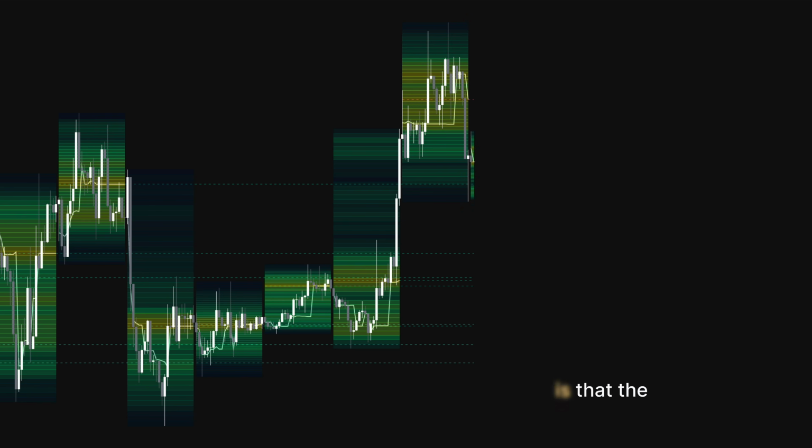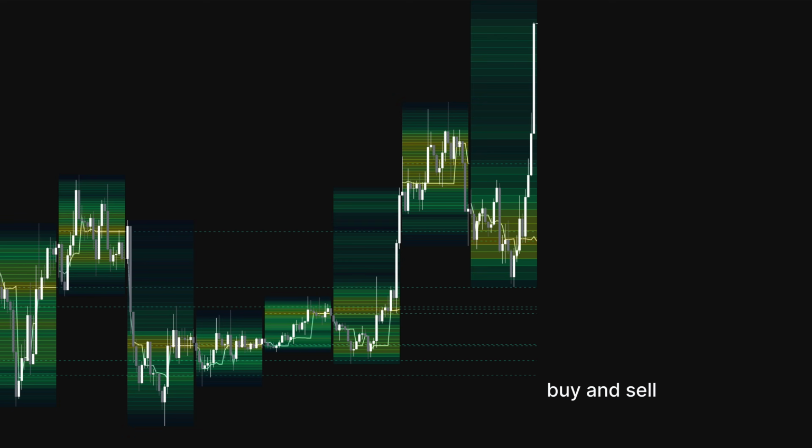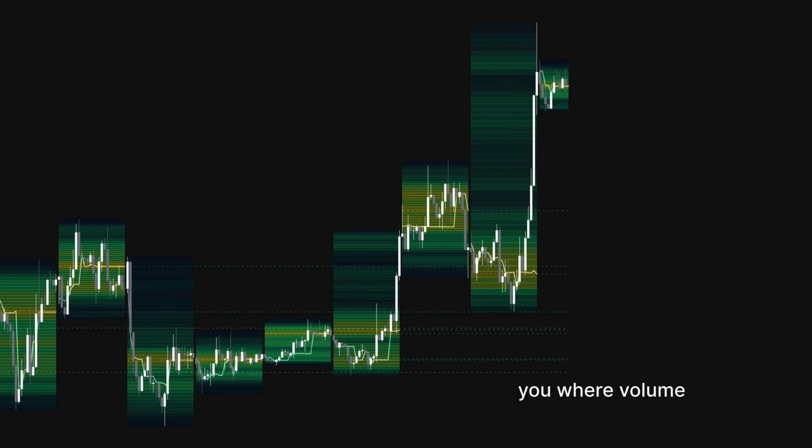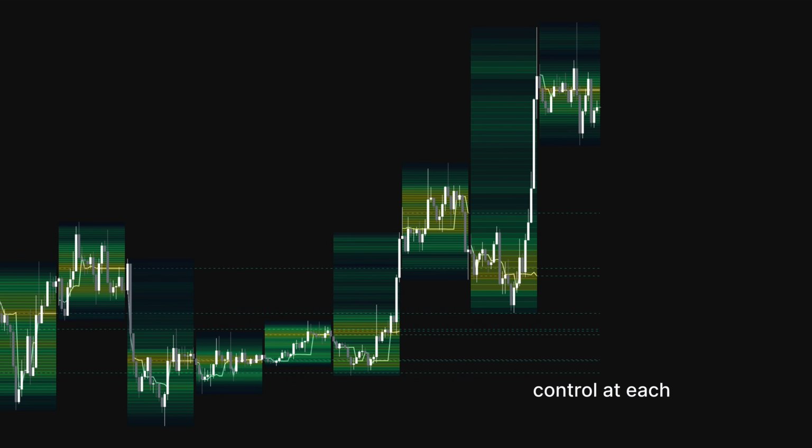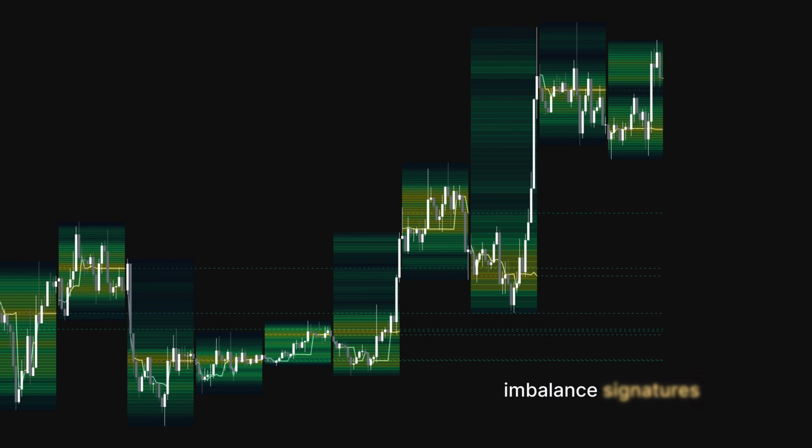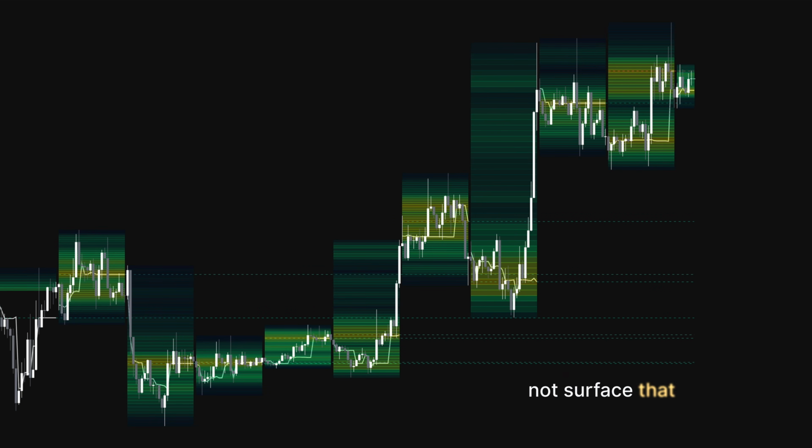The limitation here is that the heat map is built from total volume per row rather than separated buy and sell pressure, so it tells you where volume happened, but not who was in control at each level. For traders looking specifically for aggressive buyer or seller imbalance signatures, this tool will not surface that directly.